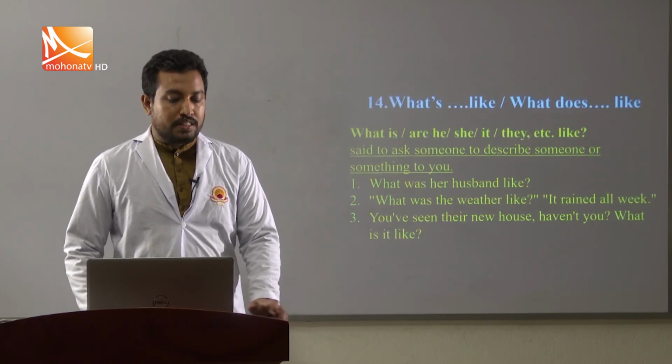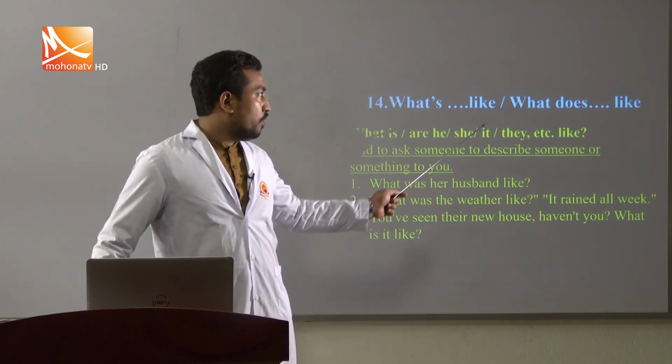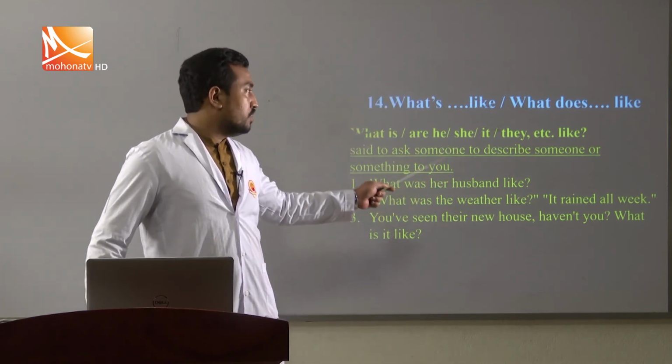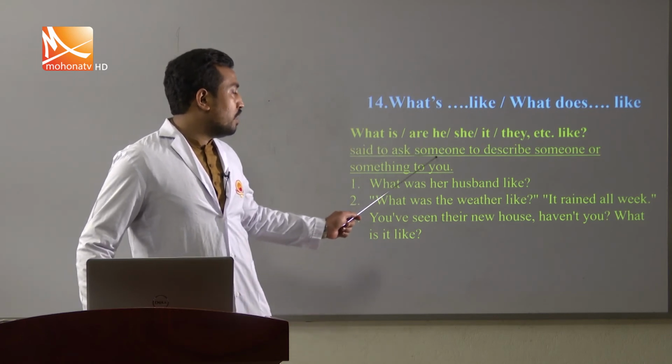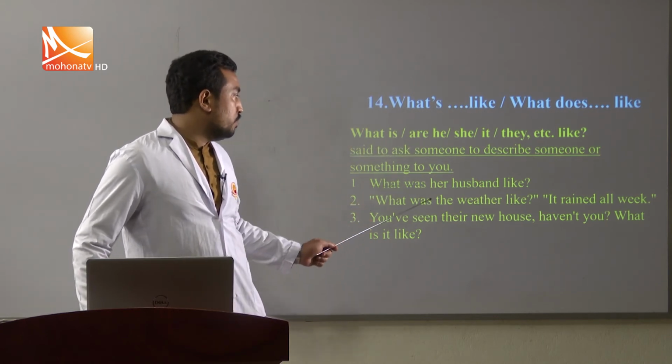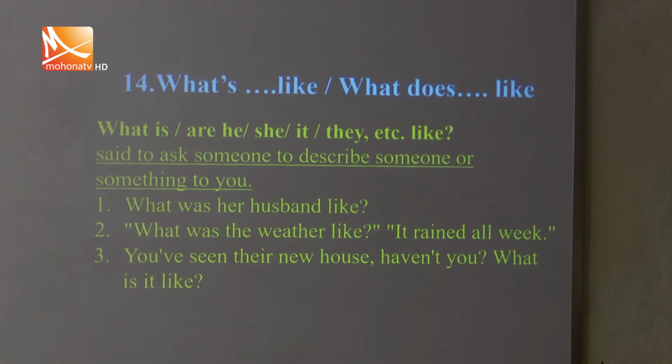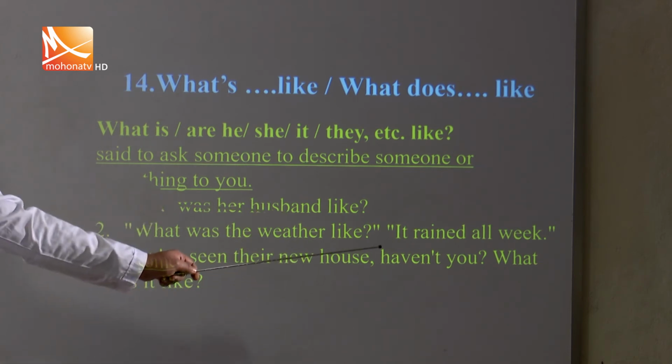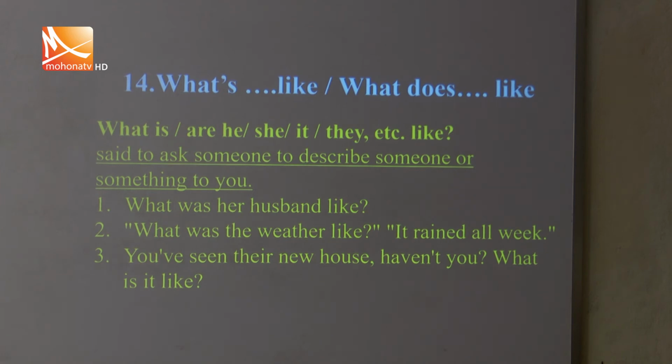Number 14 here, what's... like or what does... like. This is the meaning: asking someone to describe someone or something to you. What was her husband like? Okay? What was the weather like? It rained all week. You have seen their new house, haven't you? What's it like? So, here we are trying to know about someone or something, and we use what's... like. Okay?